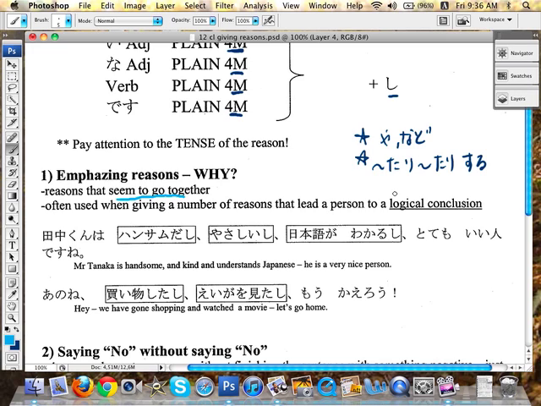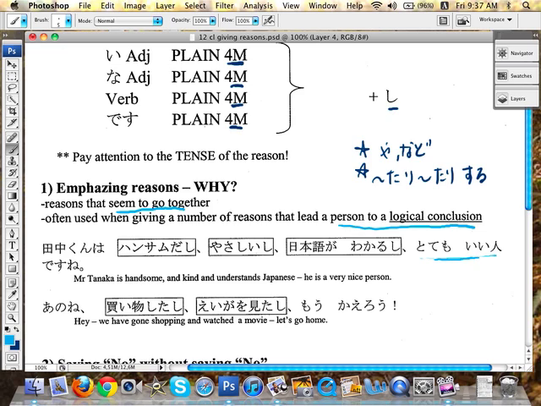So in the very end of hearing all these reasons, a person comes to a logical conclusion. What that means is you almost don't have to say this second part. For example, Tanaka-kun wa handsome da shi, yasashii shi, nihongo ga wakaru shi, totemo ii hito desu ne. But your Japanese listener, having heard reasons 1, 2, and 3 about Tanaka-kun, has probably already leapt to this conclusion.